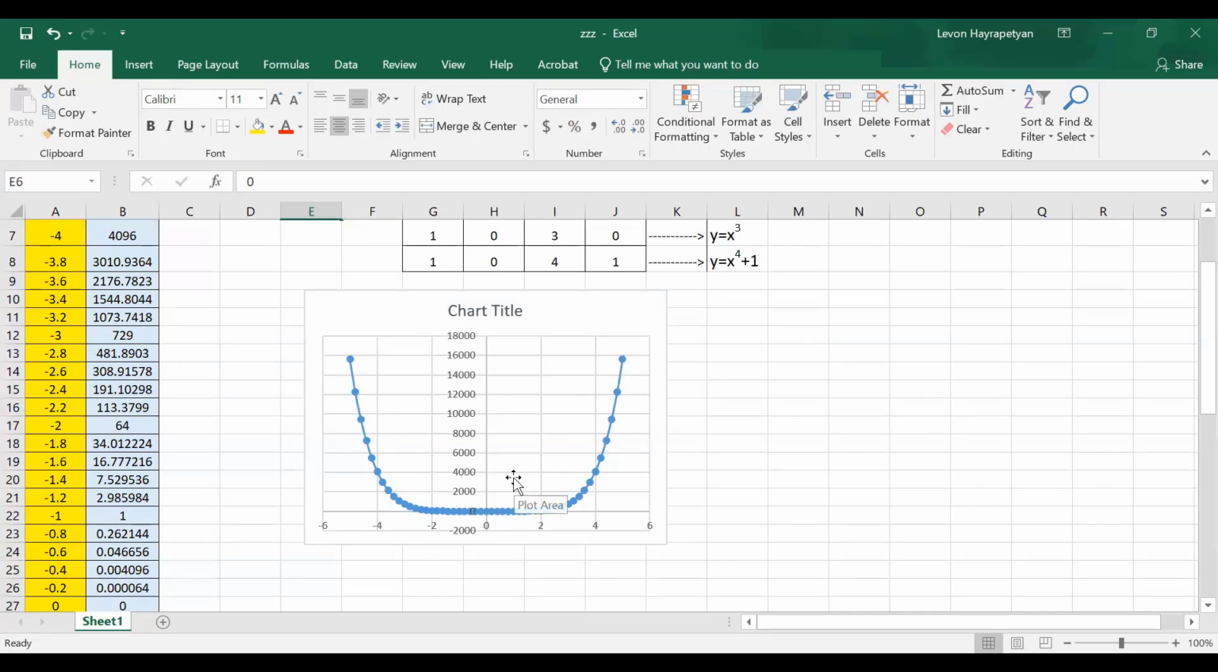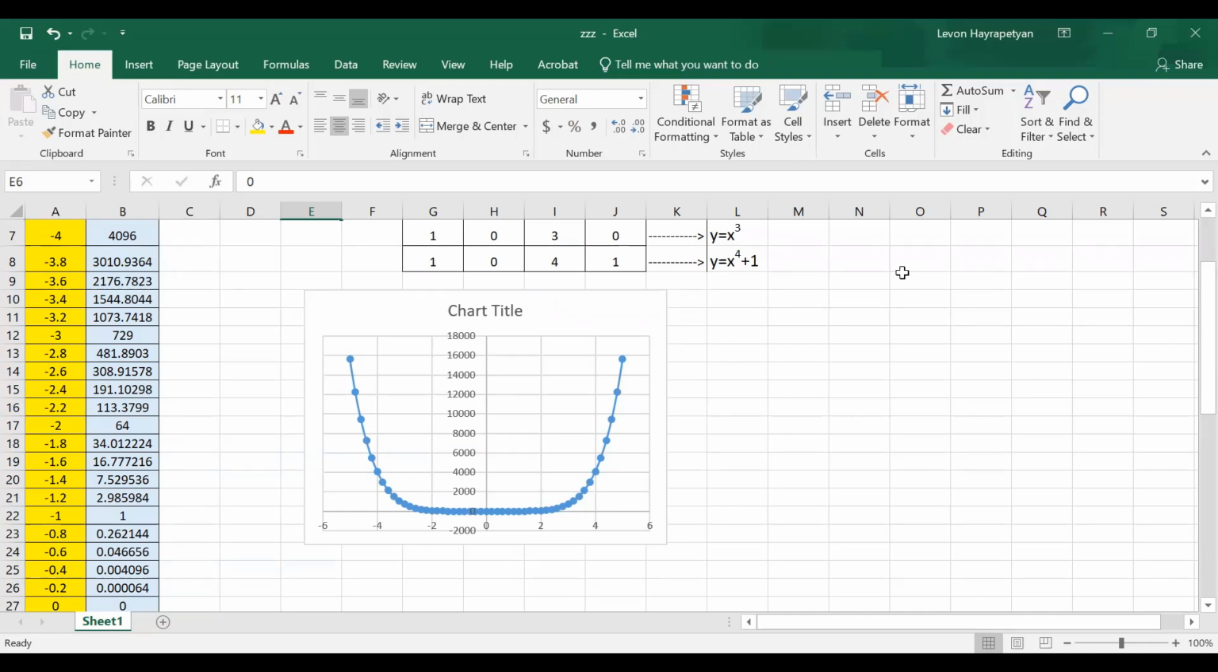So as you can see, when the exponent is an even number, 2, 4, or 6, it's a parabola. Just the higher the number or exponent, the flatter the bottom of this parabola will be. So we learned how to easily sketch a graph using Excel.